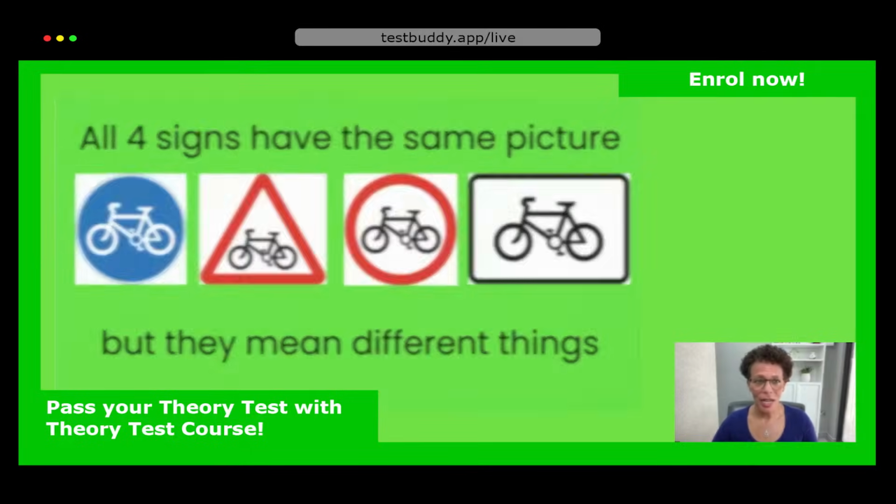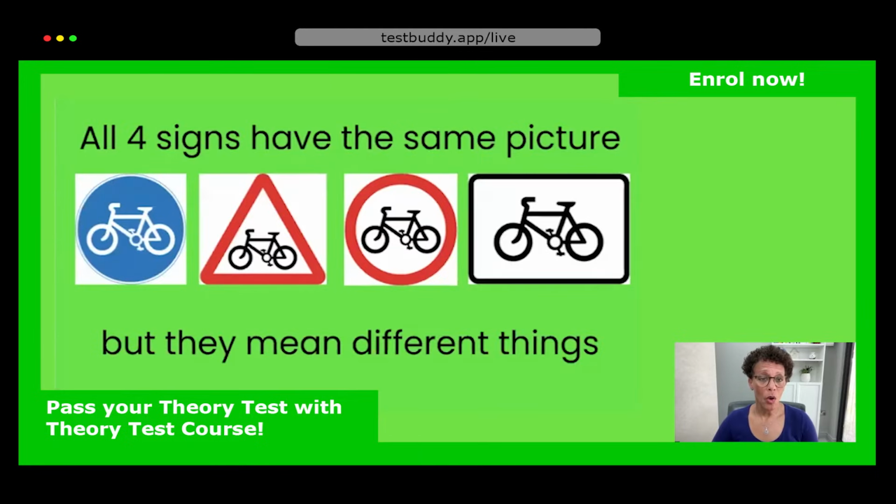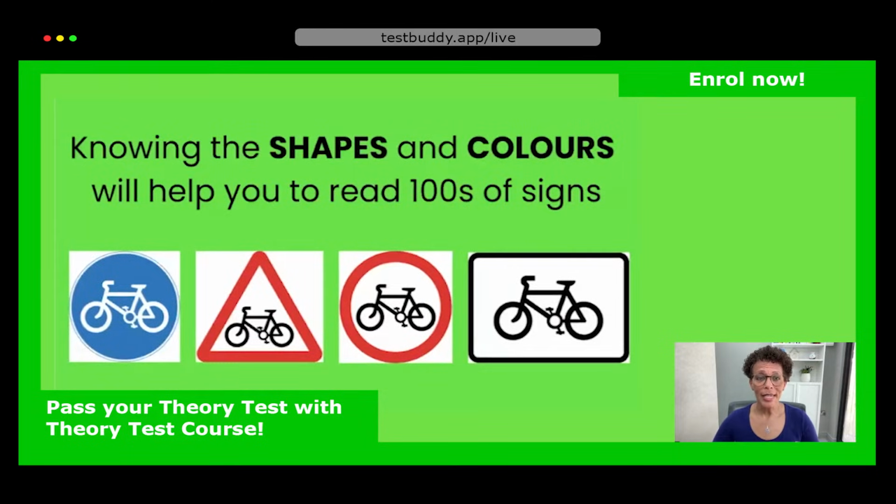Have a look at this slide. You can see, can't you, that all signs have the same picture, but they all mean completely different things. They've all got a picture of a cyclist, a bicycle inside, but they all have different meanings. That means that you need to know the shapes and the colours of the signs. The picture is the same, but the shape is different, and the colours of the shape are different.